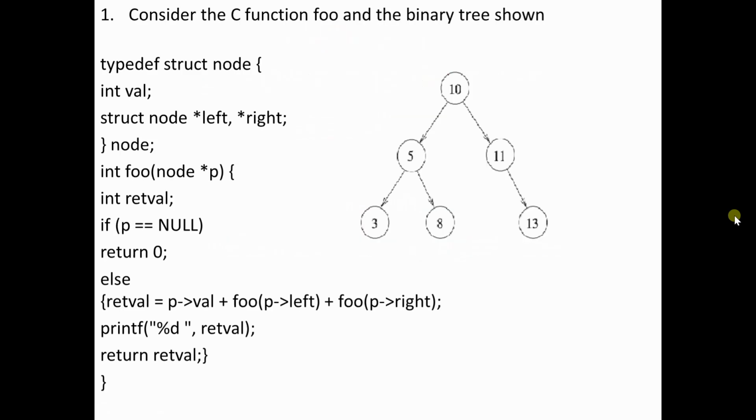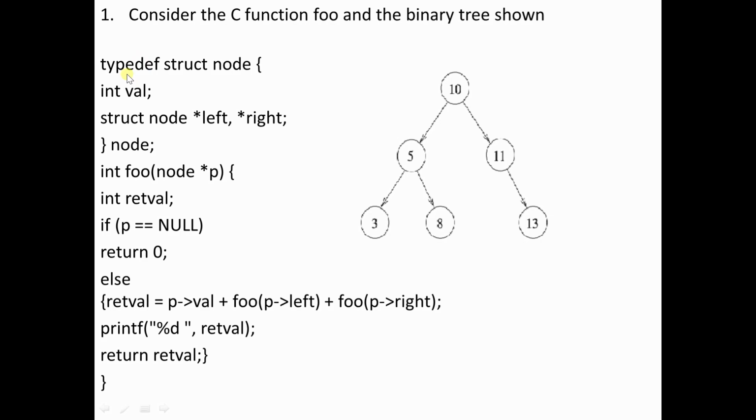So here is your first question. Consider the C function FOO and the binary tree shown here, and the C function FOO is given here, and we have to find the result of this function.